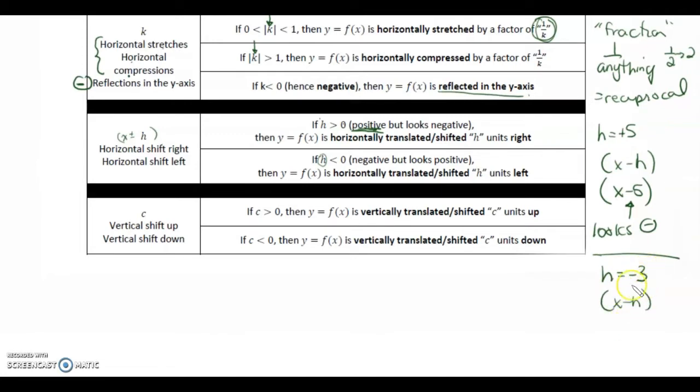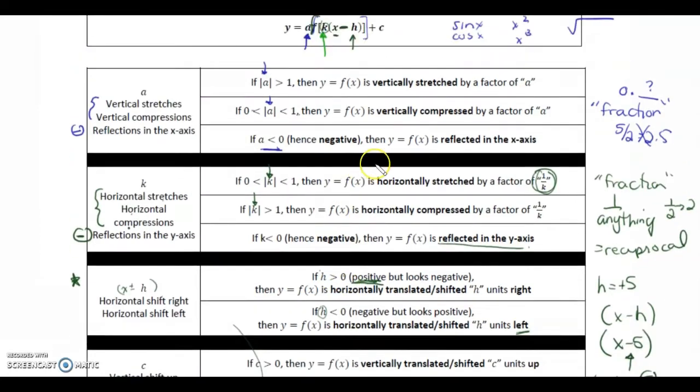When we actually sub in the -3, what happens is it looks positive. So if h is less than 0, so it's negative, but it looks positive, then our function is translated h units to the left. So this one is backward to what you would think it would be, considering the look of it.